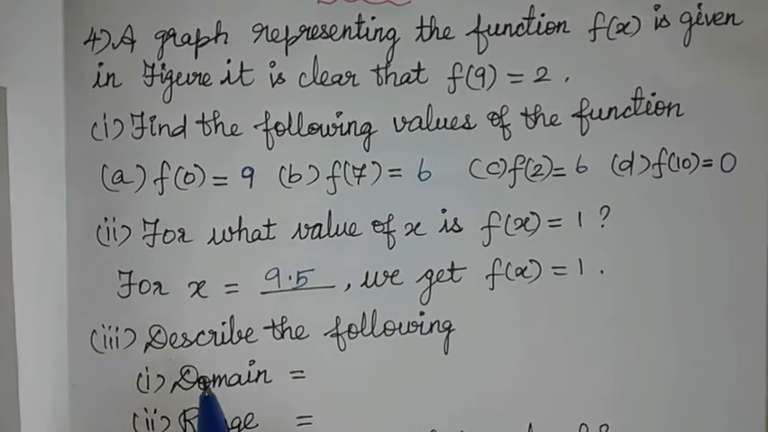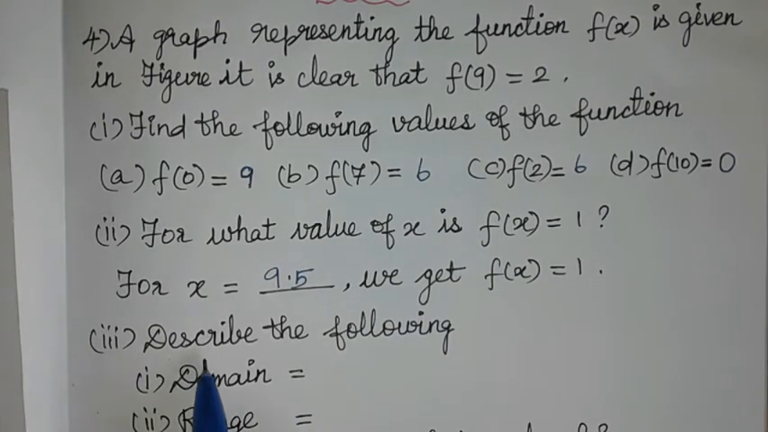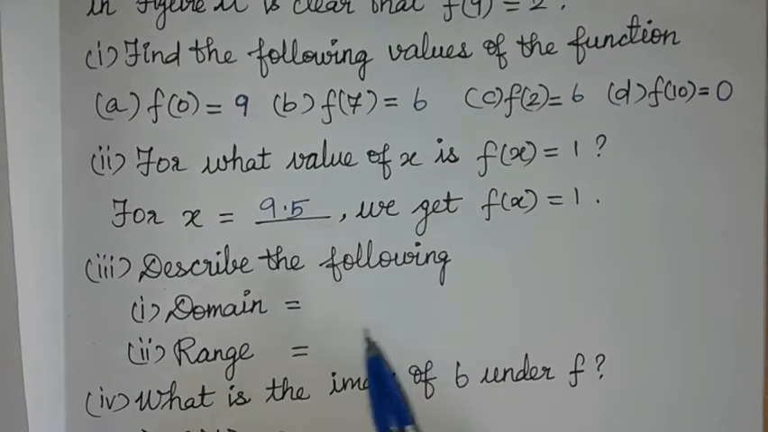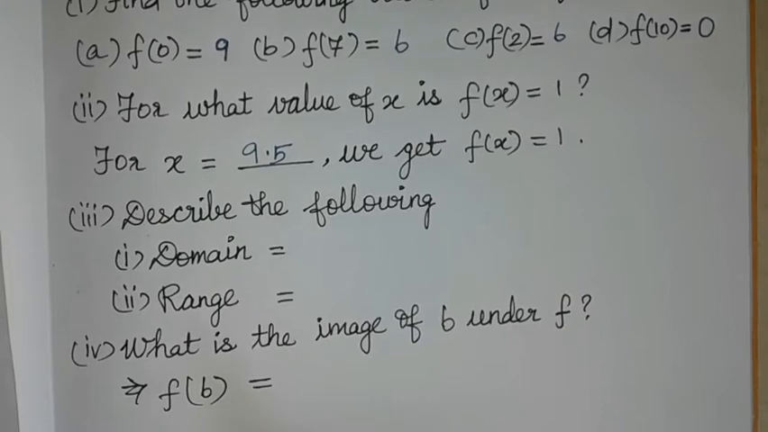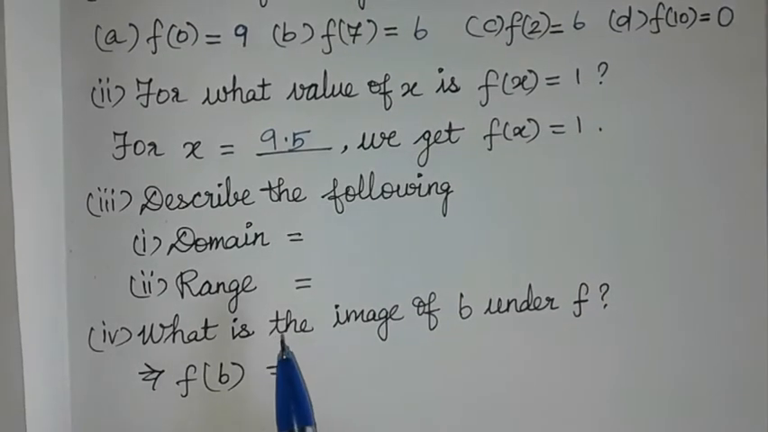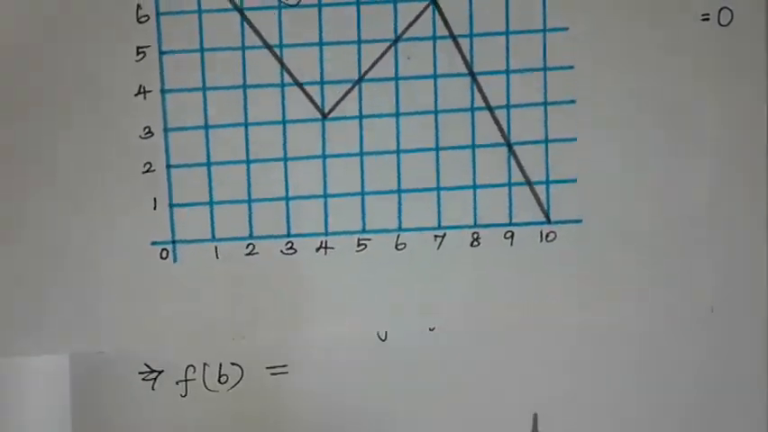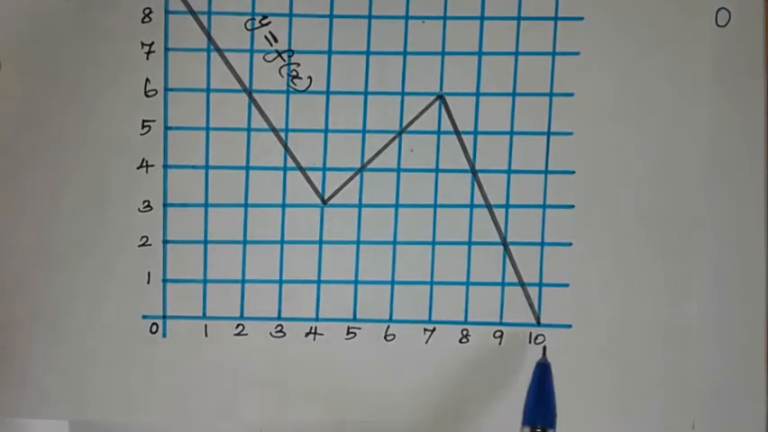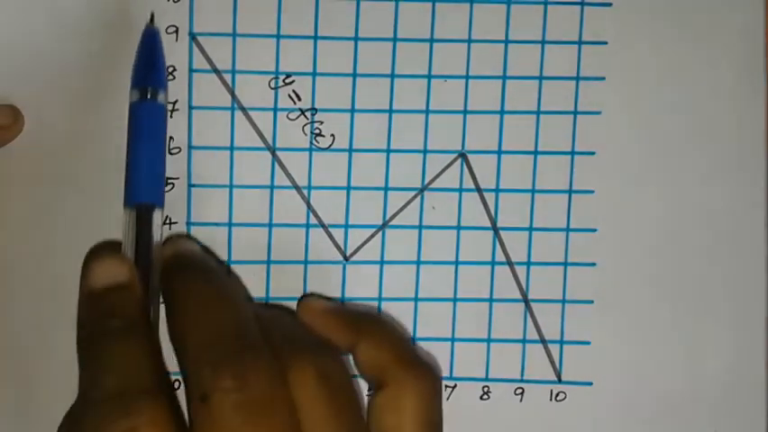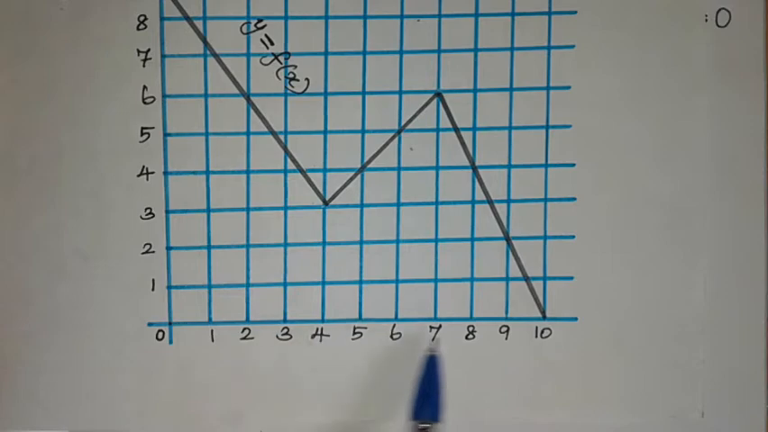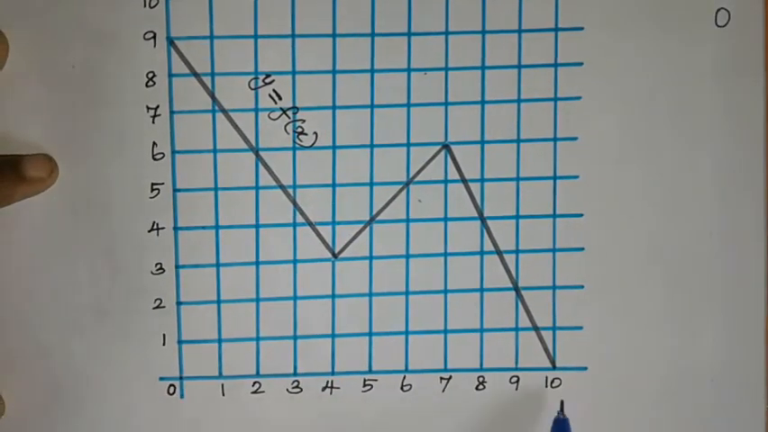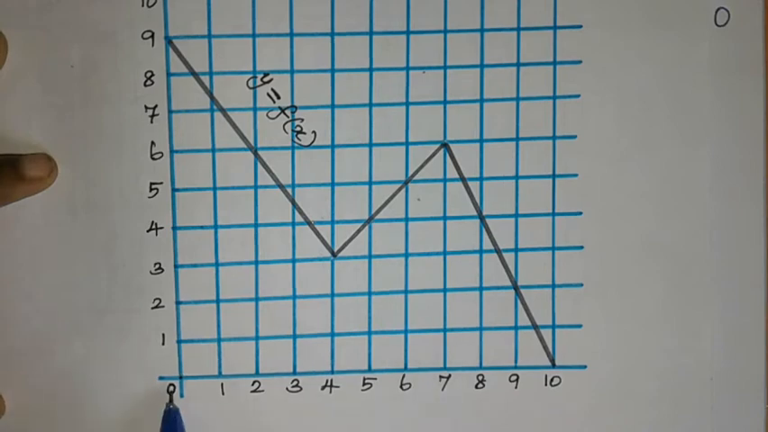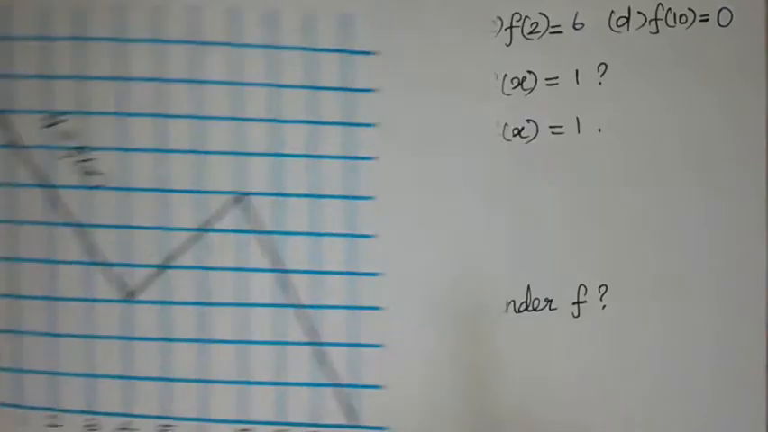Okay, then third subdivision, describe the following domain and range from the given function. We have to describe the domain and the range from the given function. Look at this. Here are the domain and here are the codomains. Okay, this side is domain, here is a codomain. First domain, from 0 to 10.